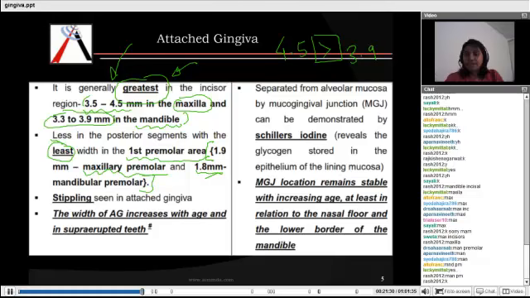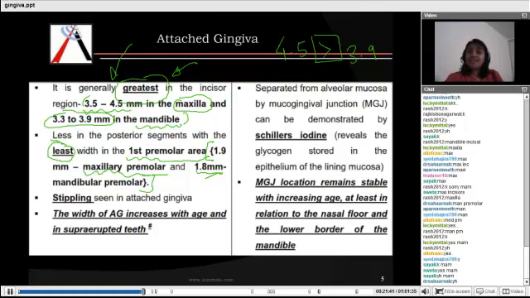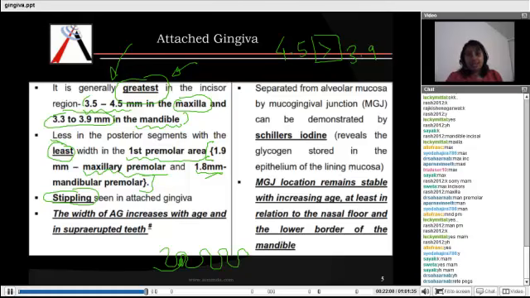So all clear till now? Yeah. Then we talk about the stippling. The attached gingiva is the one that is attached to the underlying bone, and it has a very special feature of stippling. Why does it have stippling? The epithelium shows rete pegs which are intertwined with the projections from the underlying connective tissue. Because of this we see stippling in attached gingiva.